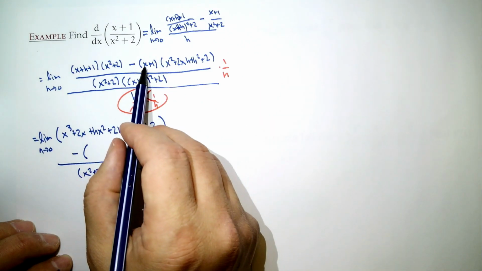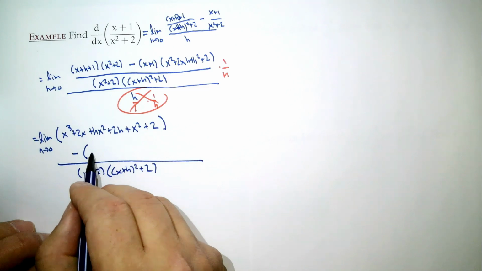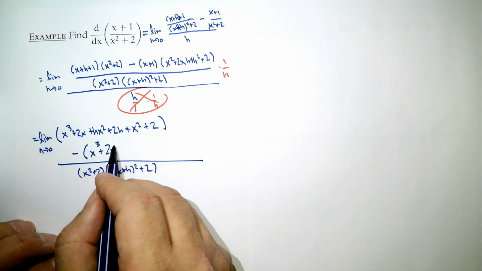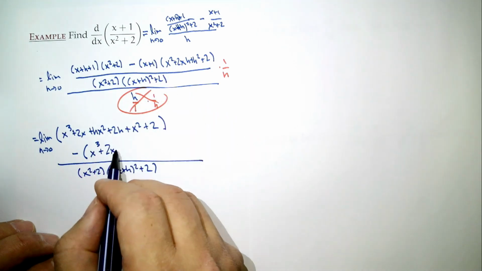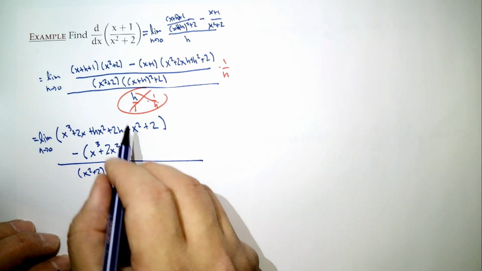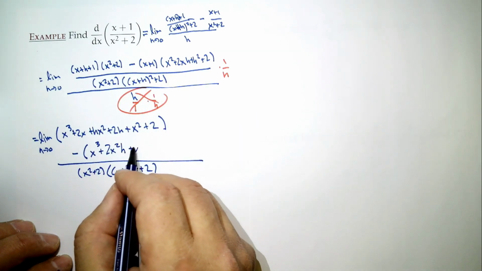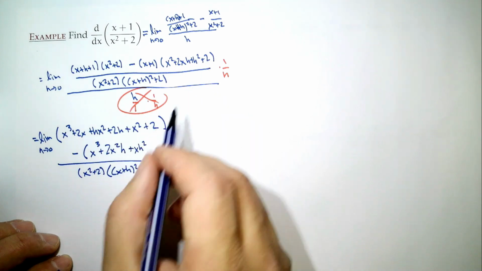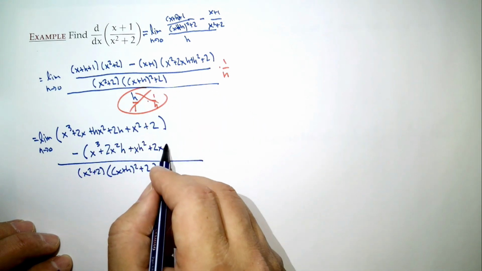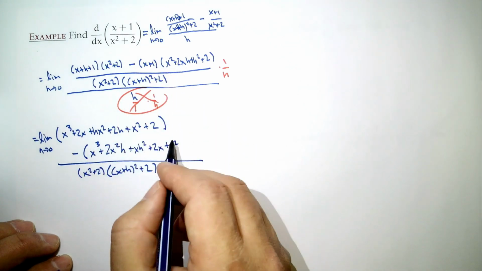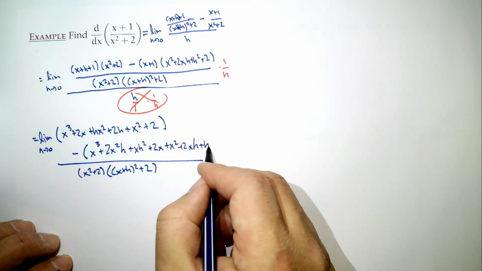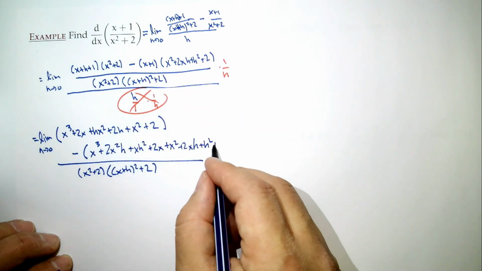Okay, here we go. x times all of that. Well, so x times x squared, that's x cubed. x times 2xh, that's 2x squared h. x times h squared, that's x times h squared. x times 2, that's 2x. Then plus 1 times everything, so plus x squared plus 2xh plus h squared plus 2.